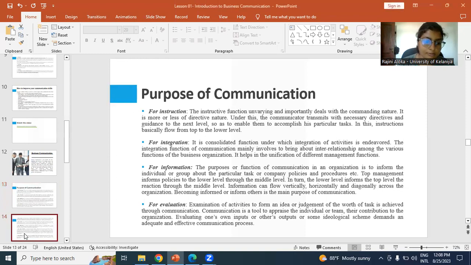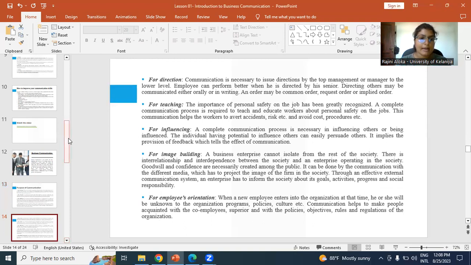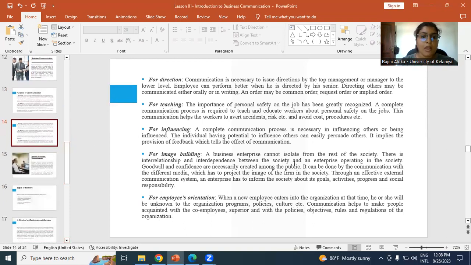Okay, so moving on, we have direction. Communication is necessary to issue directions by the top management or manager to the lower level. An employee can perform better when he is directed by his senior. Directions to others may be communicated either orally or in writing. An order may be a common order, request order, or implied order.